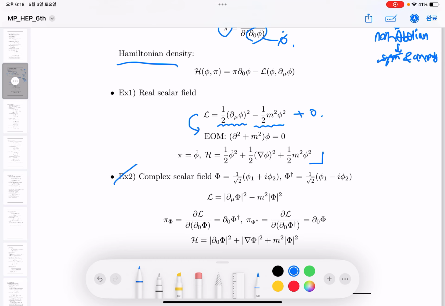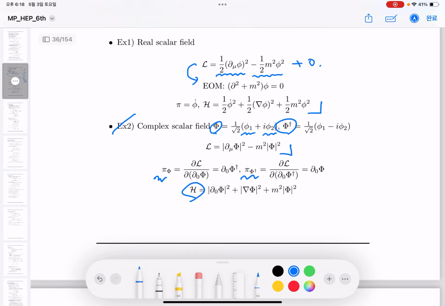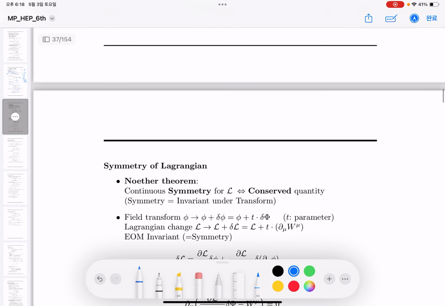And for the complex scalar field, there are 2 degrees of freedom, a real part and an imaginary part. So for the Lagrangian density, we can obtain the Hamiltonian density. And one more thing to be careful about is that there are two conjugate momenta, because of the 2 degrees of freedom: capital Pi and capital Pi dagger, the complex conjugate one.